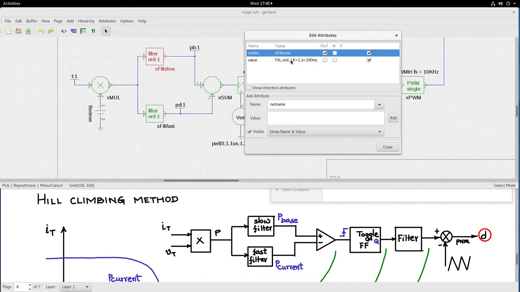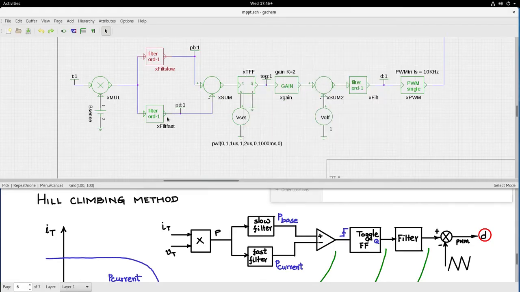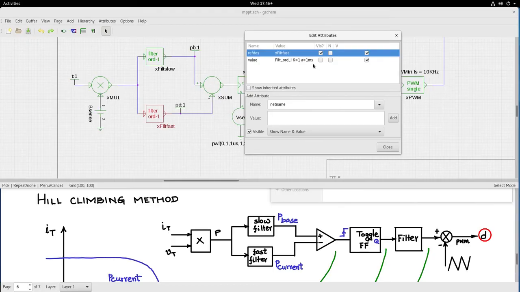It's a first order filter. K, the gain of the filter, is 1, and it is of the form 1 by AS plus 1, where A is the time constant. I am setting it at 100 milliseconds, so this is the slow filter. The fast filter is much faster, with a very low time constant. So I am setting the time constant value to 1 millisecond. Therefore this is the fast filter.